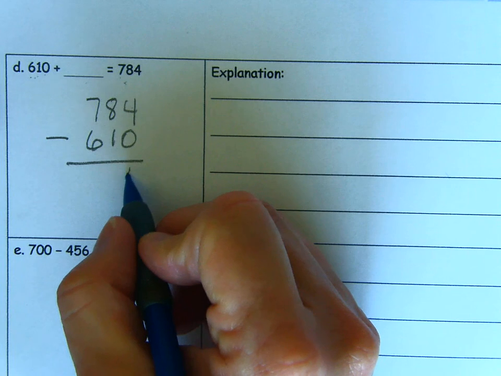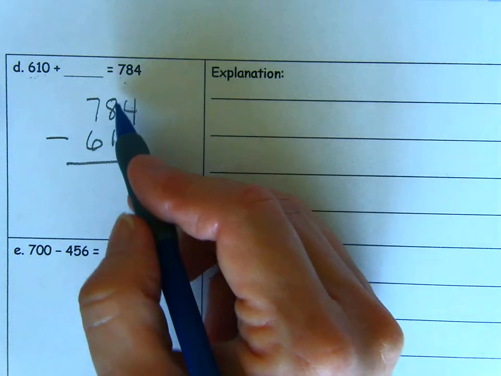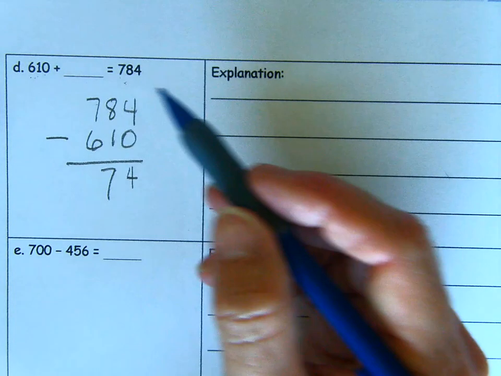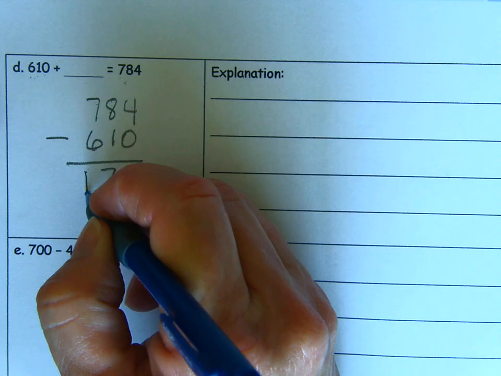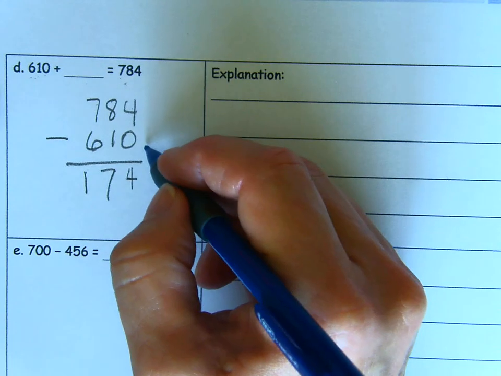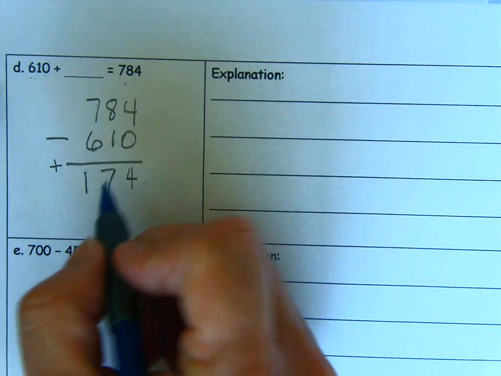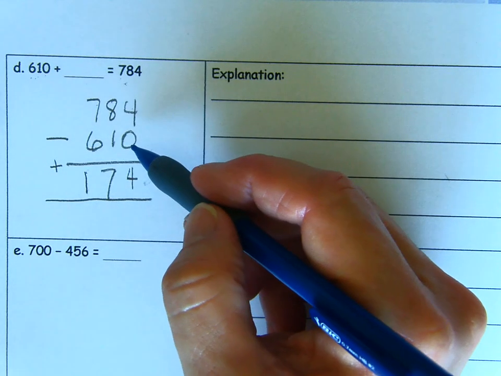4 minus 0 is 4. I can take 1 from 8. 8 minus 1 is 7. I can take 6 from 7. 7 minus 6 is 1. Now, I can check my answer by adding those two parts together and making sure I've done it correctly.